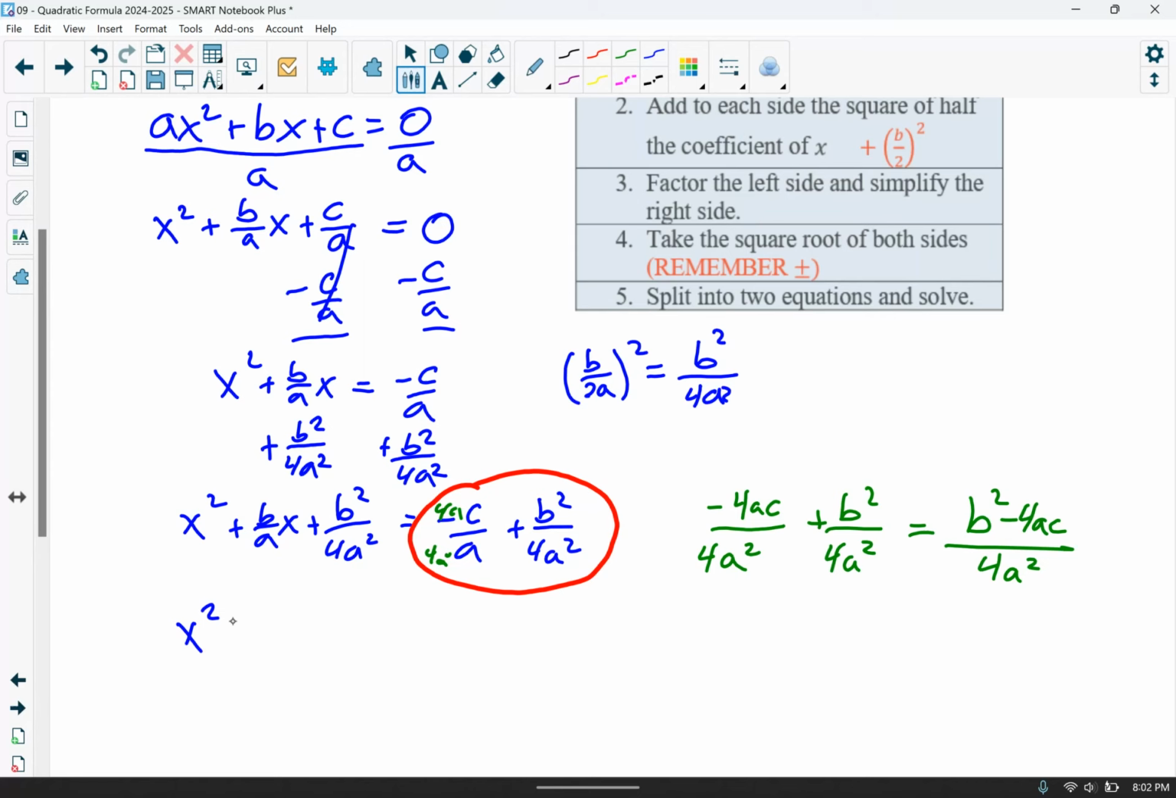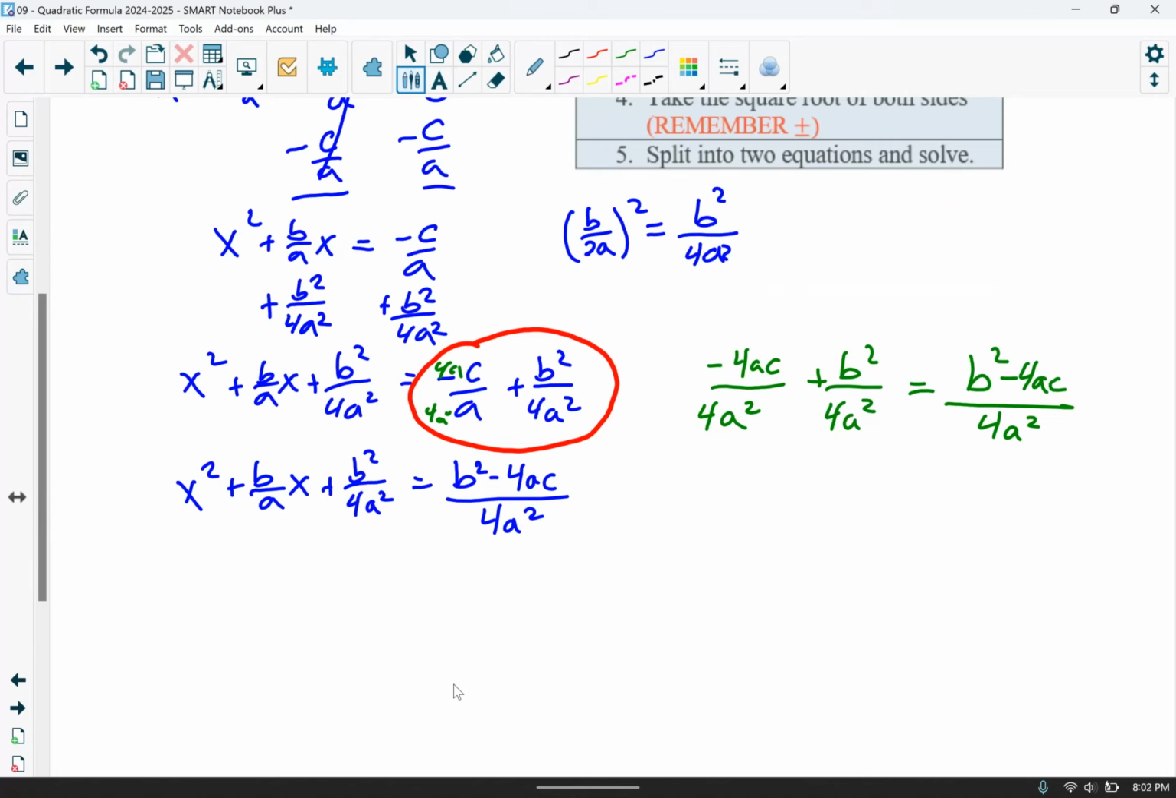So that gives us x squared plus b over a x plus b squared over 4a squared equals b squared minus 4ac over 4a squared. Okay, so now we factor the left side, right? If we remember from our pattern recognition, our number in our factored form is going to be half the b term, or you can think of it as the square root of the c term. Either way, that's going to give us b over 2a. So we're going to have x plus b over 2a squared equals b squared minus 4ac over 4a squared.